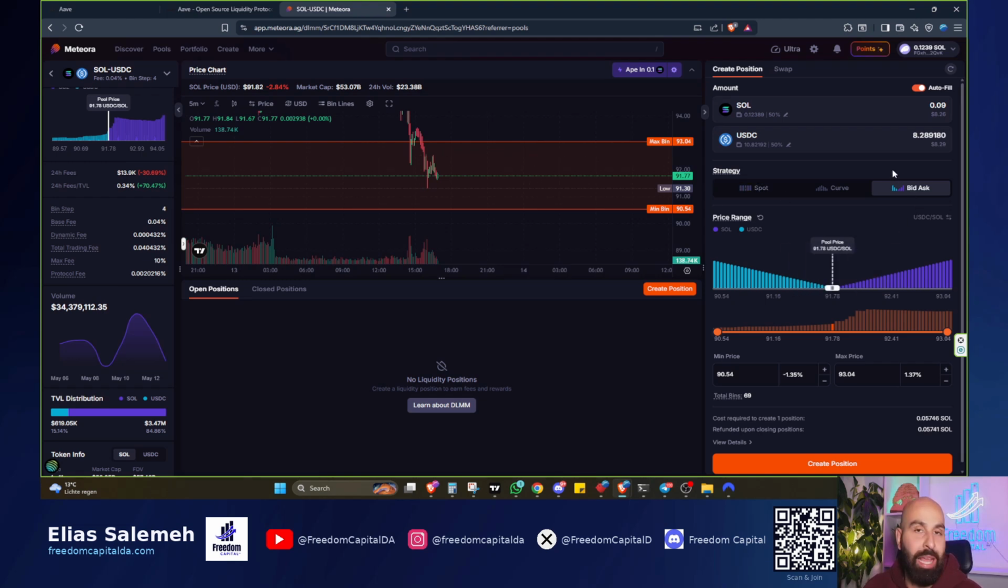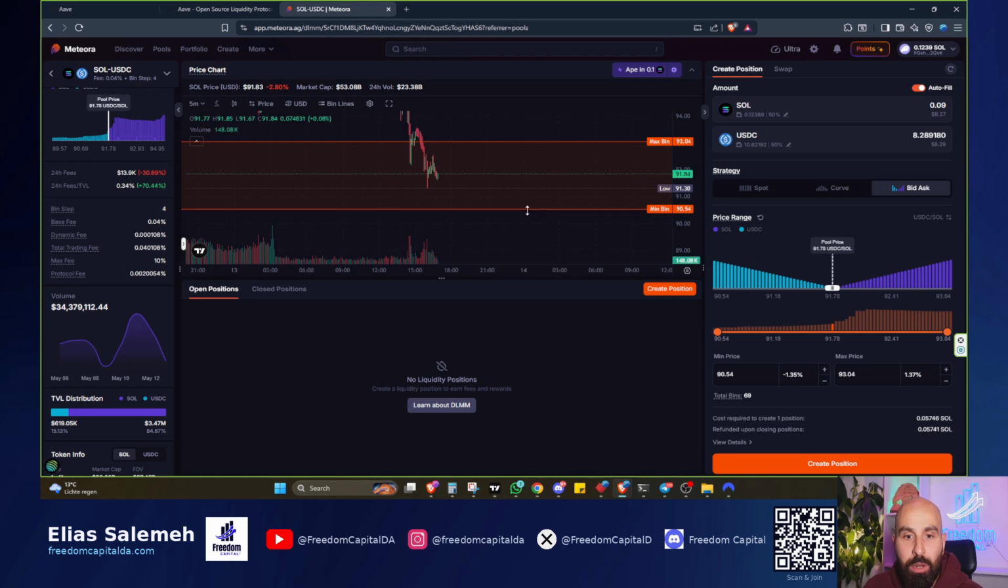And if I expect that the token will have a lot of volatility but stay within a specific range, then it's better to go for the bid and ask, because as the price keeps on moving to the edges of the liquidity range that I chose, I will be making more and more fees, because most of my tokens will be at the edges. When the price reaches those edges, I will be making the most fees instead of making the fees in the middle. So this is the difference between the three strategies.